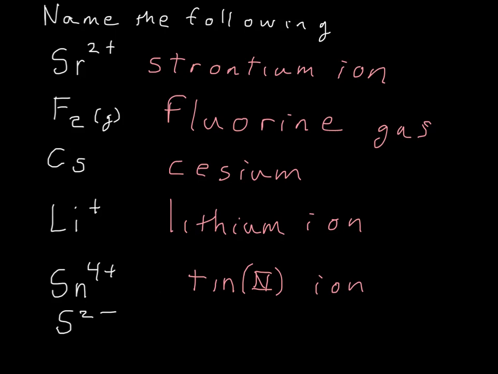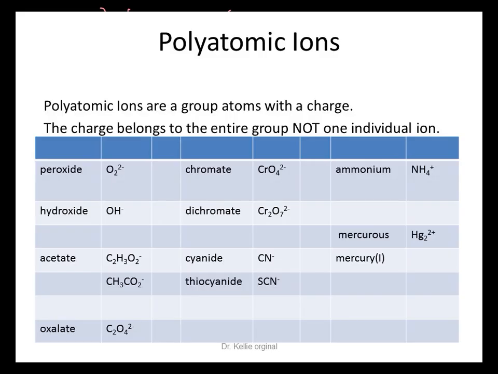Last but not least, we see S with a 2- showing. So we have an anion, and when we have an anion made from one element, we add the suffix IDE to the name of the element. So sulfur becomes the sulfide ion. Chemistry is easy, life is hard, yes? One last thing, and that's polyatomic ions.